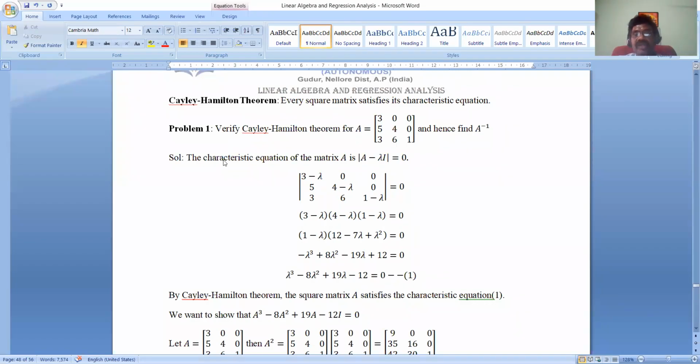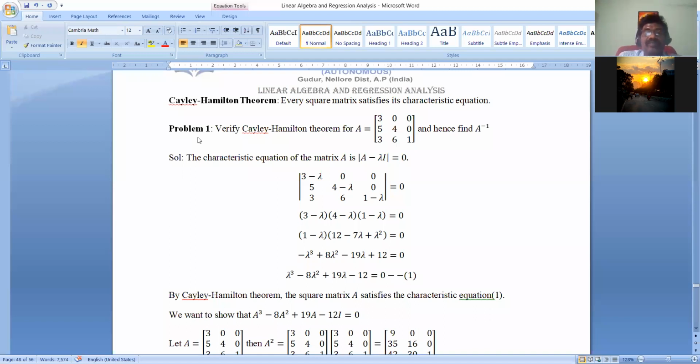Good morning, everyone. Today we are going to discuss the Cayley-Hamilton theorem, its verification, and finding the inverse and power of a matrix by the Cayley-Hamilton theorem. This is discussed in today's class. Here we have the statement: the Cayley-Hamilton theorem is stated as every square matrix satisfies its own characteristic equation.